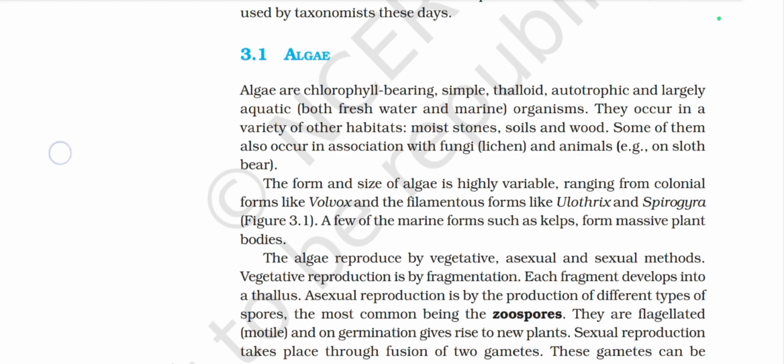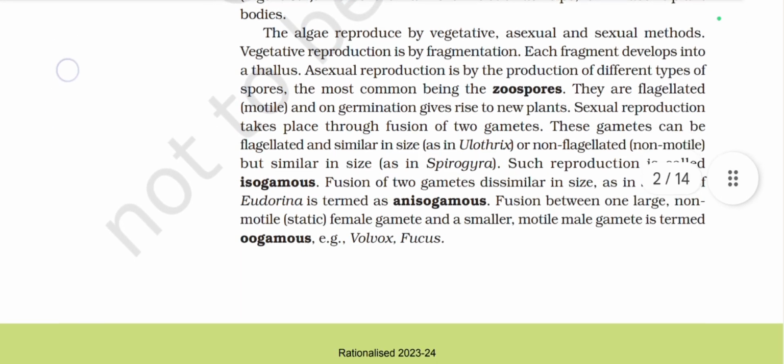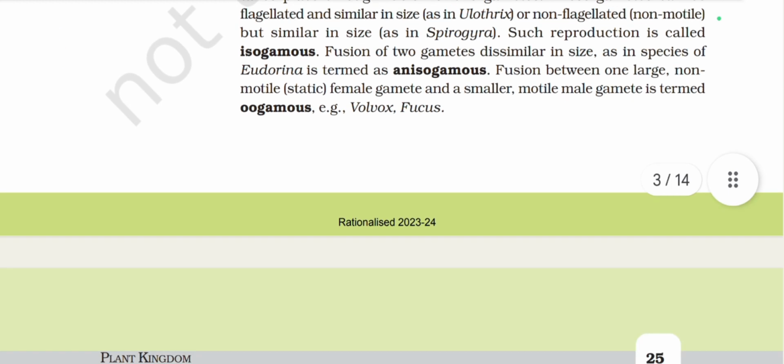Sexual reproduction takes place through fusion of two gametes. These gametes can be flagellated and similar in size as in Ulothrix, or non-flagellated, non-motile but similar in size as in Spirogyra. Such reproduction is called isogamous. Fusion of two gametes dissimilar in size as in species of Eudorina is termed anisogamous. Fusion between one large, non-motile static female gamete and a smaller motile male gamete is termed oogamous, for example, Volvox, Fucus.